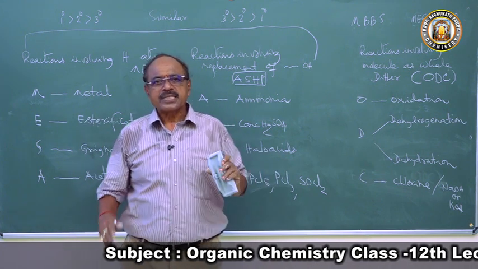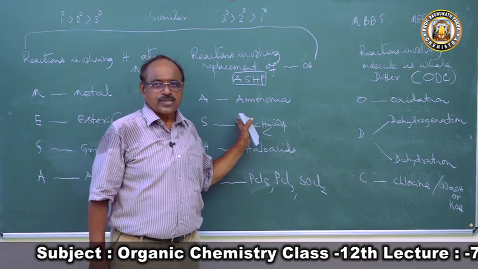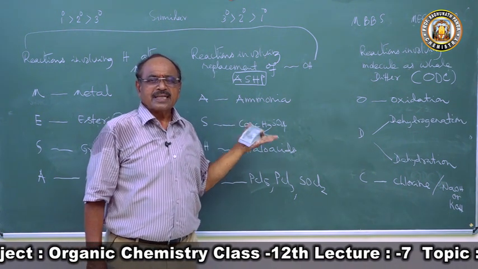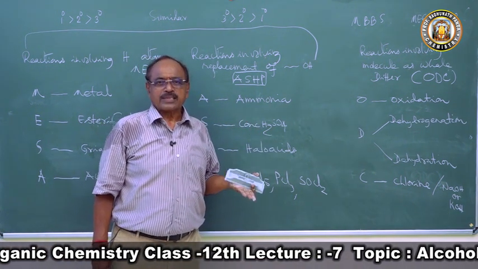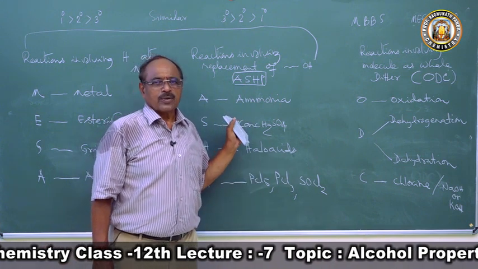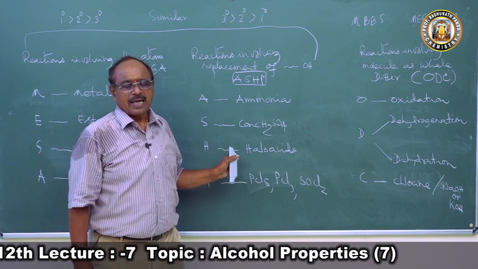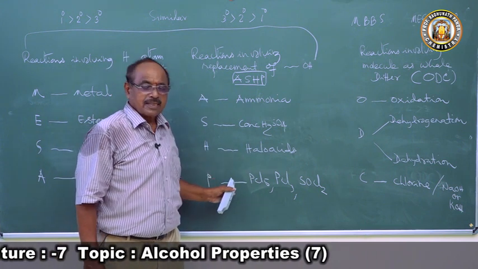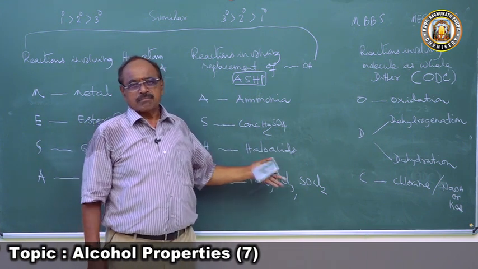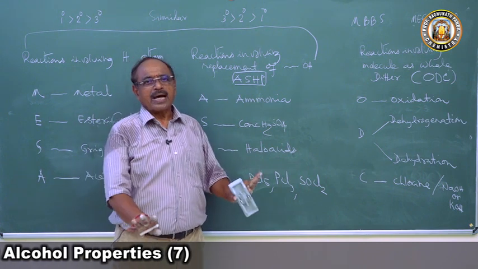Then you come and you are dressing up: reactions involving the OH group. Then what are the reactions? A source of horsepower. Reaction with ammonia, concentrated sulfuric acid, reaction with halo acids, and reaction with PCl5, SOCl2. Finished. You are dressed up. Then you go have your breakfast.